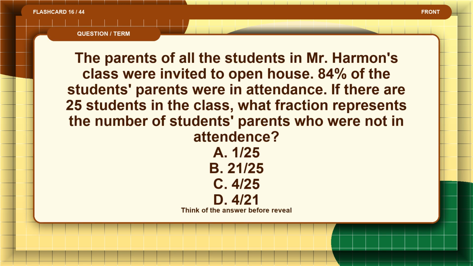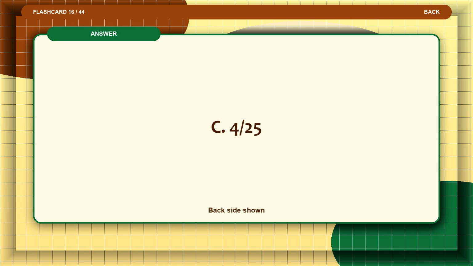Flashcard 16. The parents of all the students in Mr. Harmon's class were invited to open house. 84% of the students' parents were in attendance. If there are 25 students in the class, what fraction represents the number of students' parents who were not in attendance? A. 1/25. B. 21/25. C. 4/25. D. 4/21. Think of the answer before the reveal. The answer is C. 4/25.